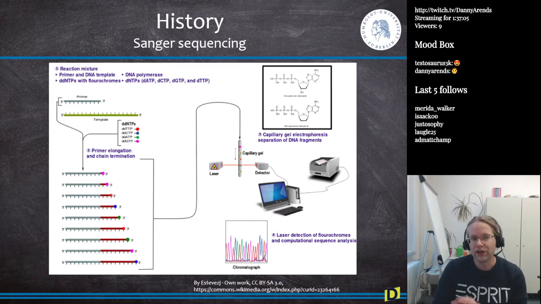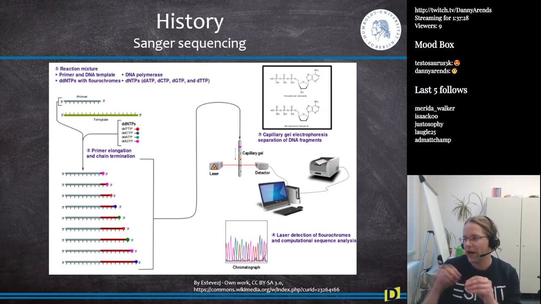So how does Sanger sequencing work? Well, first you make your reaction mixture, so you have your primer and your DNA template, you add DNA polymerase, and you add ddNTPs with a fluorochrome, and you add dNTPs, right? So the difference with a ddNTP is that when a ddNTP is included by the polymerase, it cannot continue, because this one doesn't have a free phosphate group, so the next base pair cannot be included. dNTPs can. So if a dNTP is included, then the reaction can still continue.